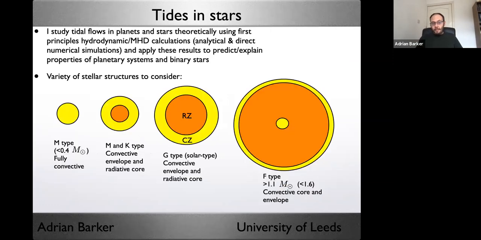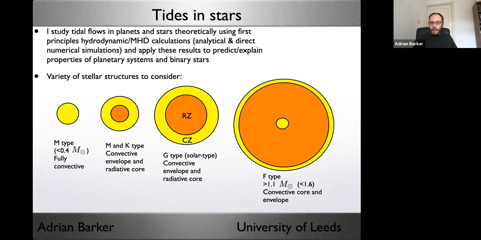So what I do is I study tidal flows in planets and stars theoretically using first principles hydrodynamic and MHD calculations, both analytical theory to understand the mechanisms involved, and also direct numerical simulations using a mixture of local models and idealized global ones to study the mechanisms of tidal dissipation in stars. And the results from these are used to predict or explain the properties of planetary systems and binary stars, perhaps using stellar models, for example, using the MESA code.